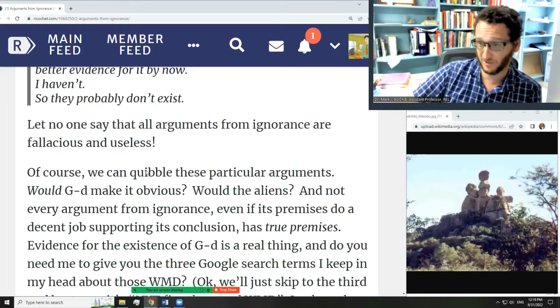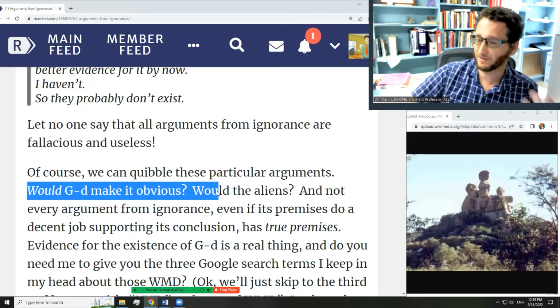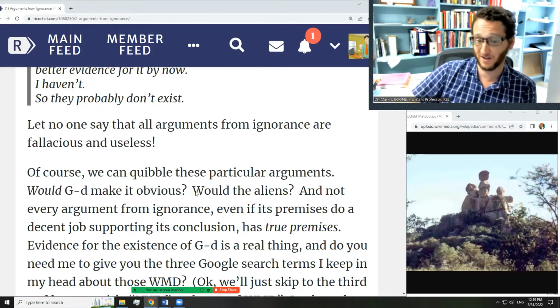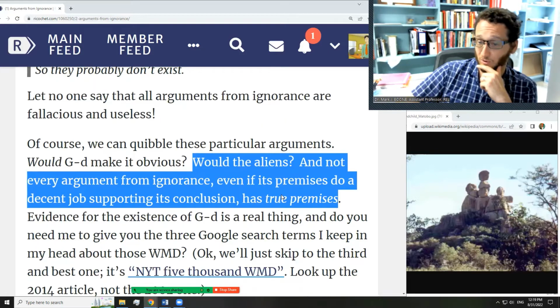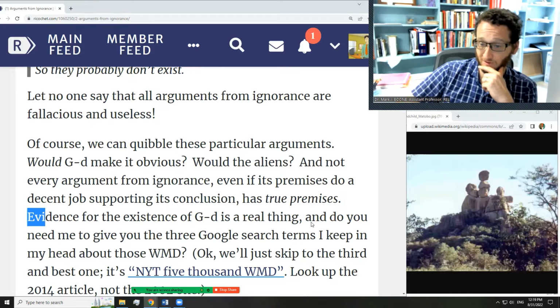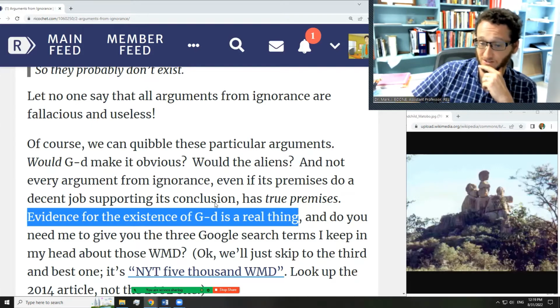Now, we can quibble with these particular arguments. Some people will argue that God would not necessarily make it obvious. That's a big topic in philosophy of religion, actually. And would the aliens make it obvious? And not every argument from ignorance necessarily has true premises. Many of us do believe there is some pretty decent evidence for the existence of God.